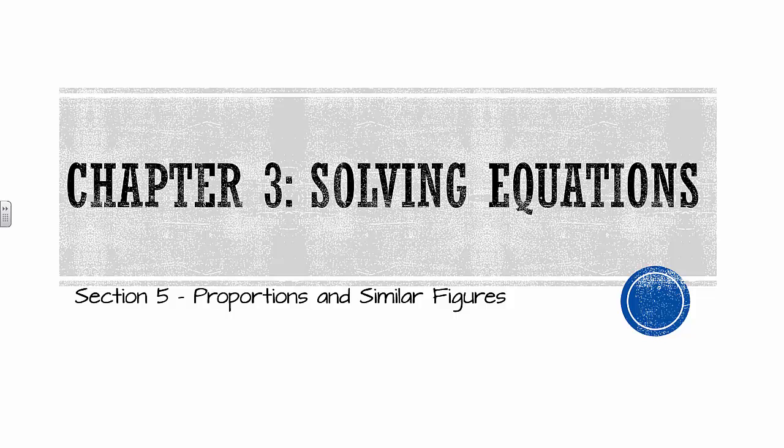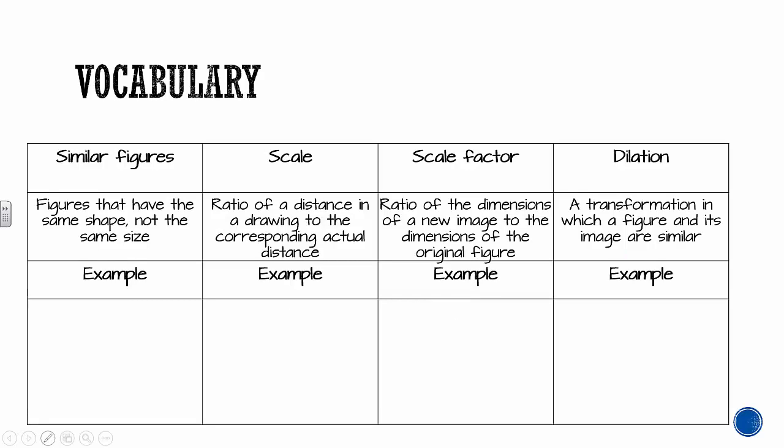Chapter 3, Section 5 is about proportions and similar figures. So a couple vocab words. Similar figures are figures that have the same shape, but not necessarily the same size. A scale is a ratio of distance in a drawing to the corresponding actual distance.